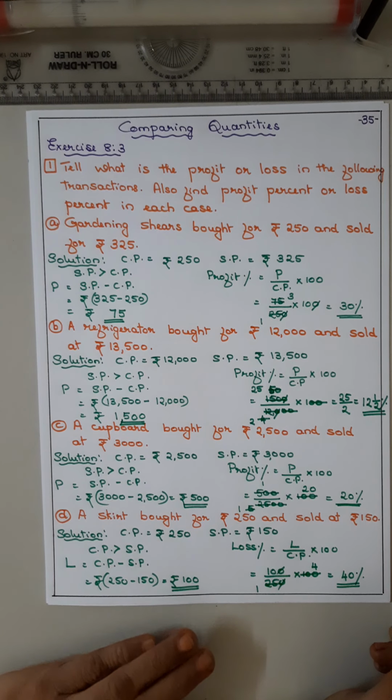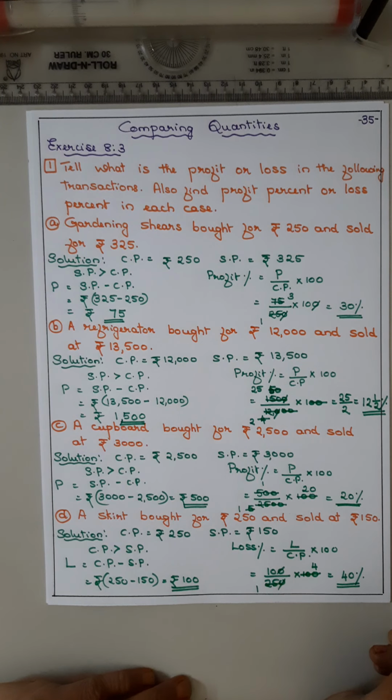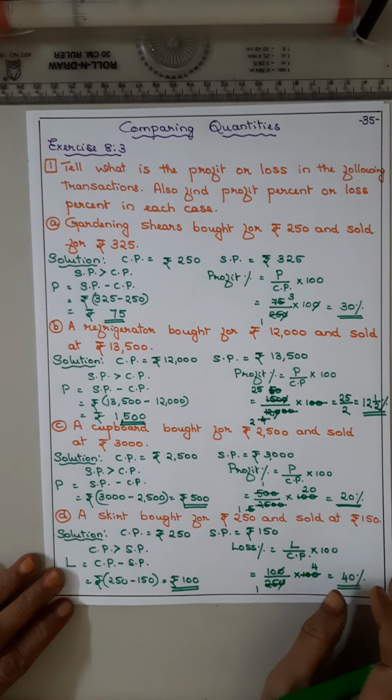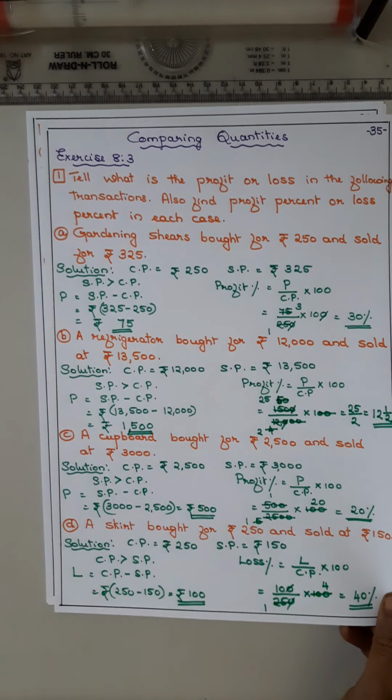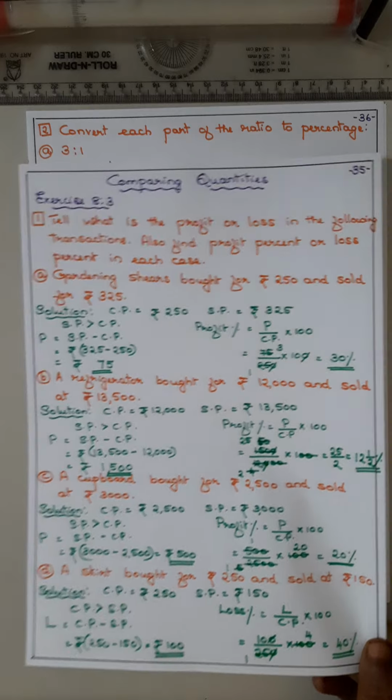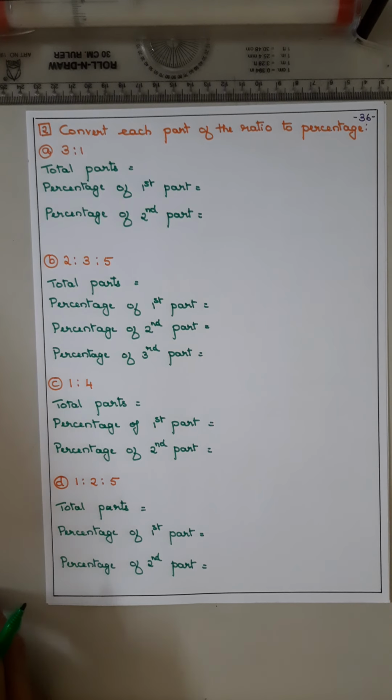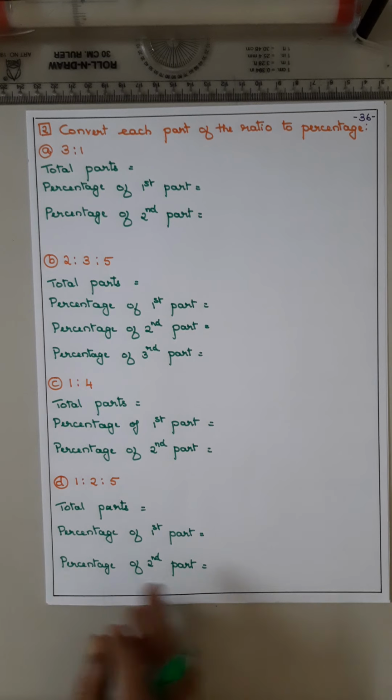So remember the formulas and accordingly you have to do. And always remember the profit percent and loss percent are calculated on CP. You have to remember this. Okay. So this was about the question number 1. Now coming to question number 2.